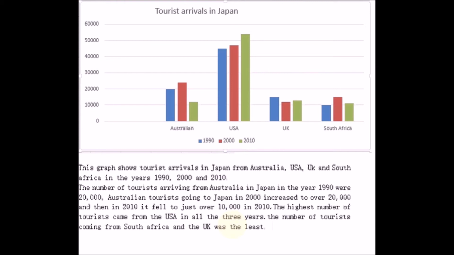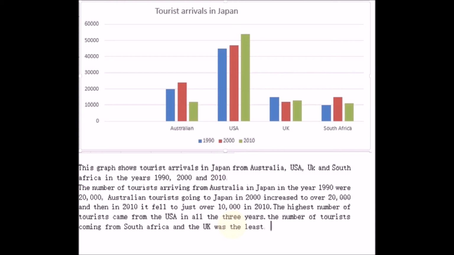Now, let's go to the overall picture. What's been happening to tourist arrivals in Japan from all these countries? You can see that in 1990, the number from 1990 to 2010, there were 2 countries where the number of tourists increased overall. 2 countries. And in 2 countries, it either declined or fell. So that's an important observation. So let's look at United States. All the 3 years, they were just increasing. In Australia, they fell.